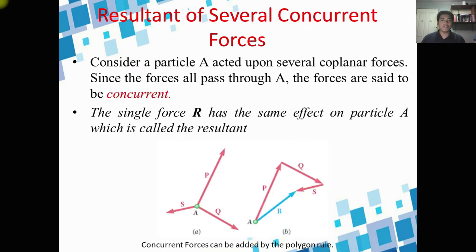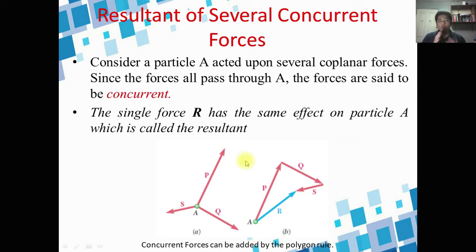Resultant of several concurrent forces. Let's consider the image here. We consider a particle A acted upon by several coplanar forces, meaning those forces lie on the same plane. Since the forces all pass through this particle A, the forces are said to be concurrent. So we have concurrent forces because all of the forces pass through the particle A.